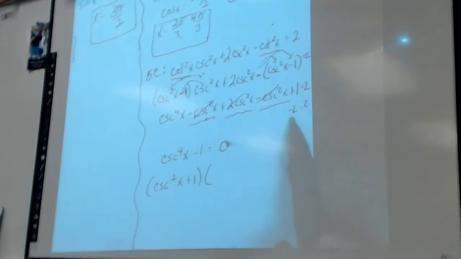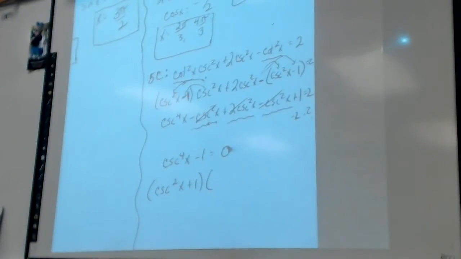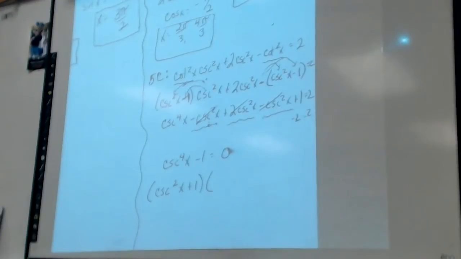Where'd your 2 go? I subtracted 2 from both sides. No, but your 2 is multiplied into the. What are you talking about? It says 2 cosecant squared x. These canceled each other out. We added them together. Negative 1 plus 2 minus 1 would be 0. So all the cosecant squareds are gone.